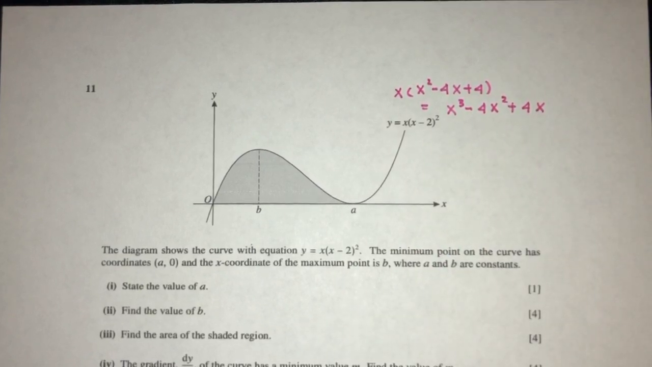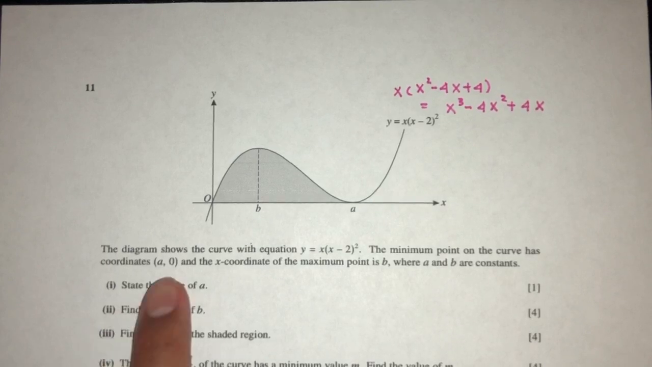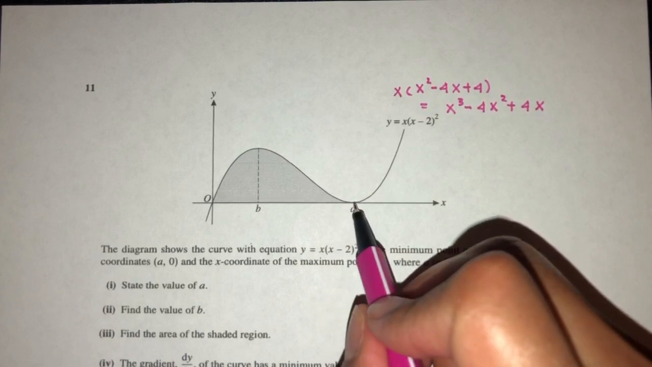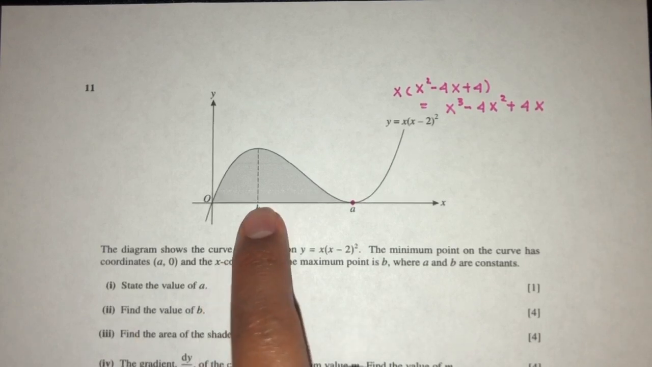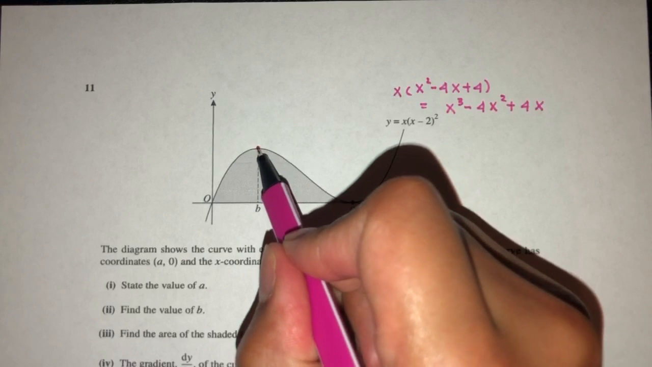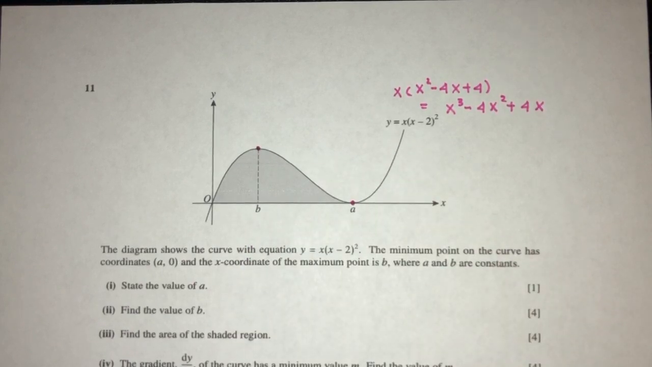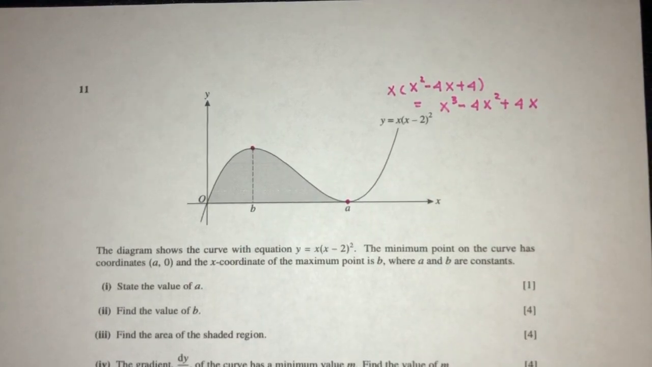Now, the minimum point on the curve has coordinates A. This is right here. This is the minimum point of the curve, and the maximum point is the point B. The x value is B right here. This is the maximum point, where A and B are constants. So part 1, we have to state the value of A.